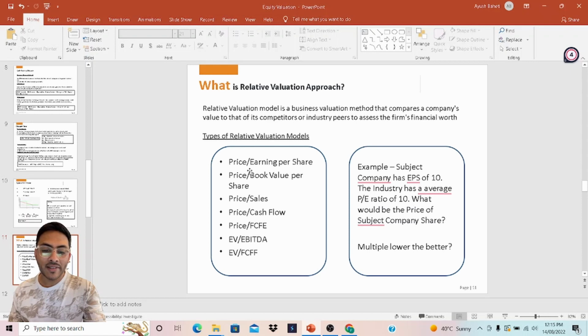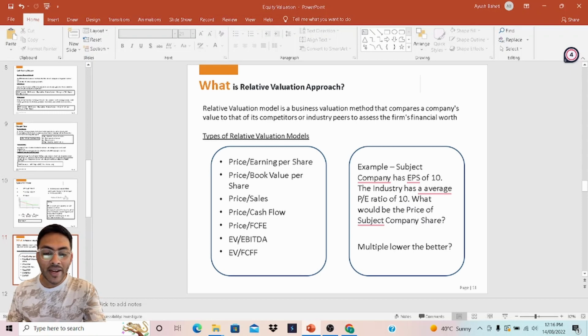So we have price divided by earning per share, which we saw in this example. Price divided by book value per share. So book value is the value on the basis of what is there on the balance sheet, which is nothing but your total asset minus total liability, which gives you the equity value. So that is that value, and to calculate per share, what you need to do is divide your total book value by total number of shares. Then you have price to sales, price to cash flow, price to FCFE, EV to EBITDA, and EV to FCFF.